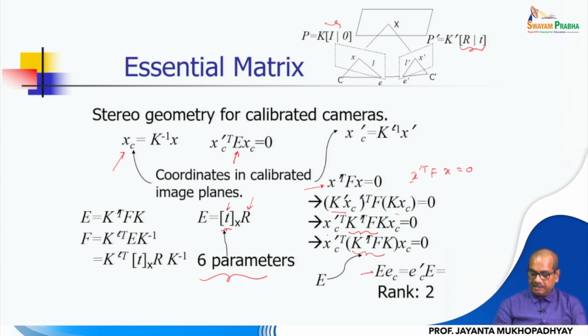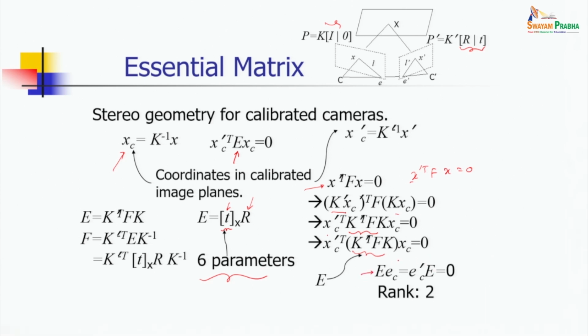Like the fundamental matrix, the respective epipoles in the canonical coordinate system also satisfy these equations of the essential matrix. Like the epipole in the left camera in the canonical coordinate system, E e equal to 0, and the epipole in the right camera, again in the canonical coordinate system of that image plane, satisfies these relationships. And the rank of E is also 2 in this case. We also know the determinant of E is equal to 0.